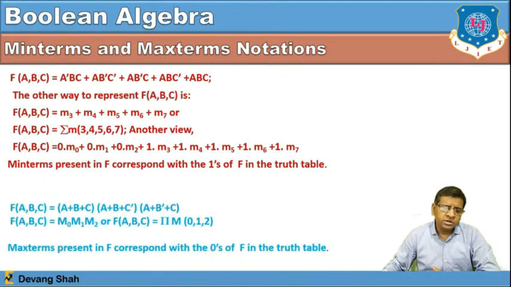Now this is the same case for the max term, where it is nothing but the POS system, where the given Boolean function is A plus B plus C, dot, in bracket A plus B plus C dash, dot, in bracket A into B dash plus C.